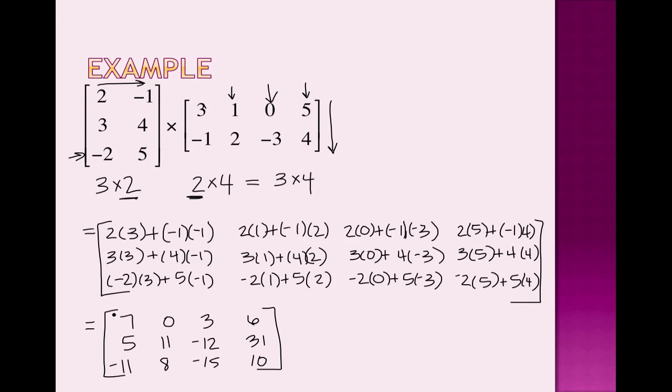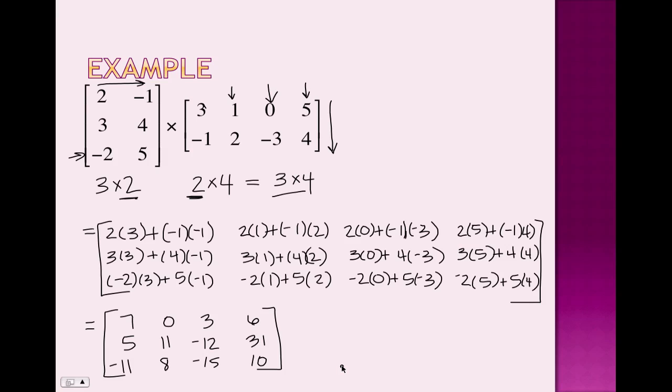So this is your resultant matrix right here. This is the product of our 3x2 matrix times our 2x4 matrix. And remember, we said it was going to result in a 3x4 matrix, and that's what we've got here. 3 rows, 4 columns. All right, so that is matrix multiplication.